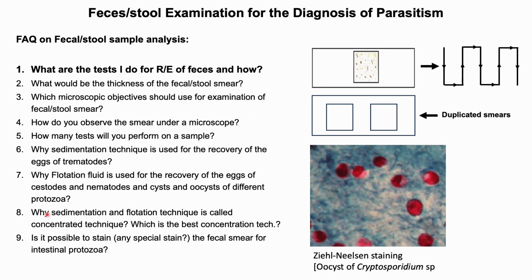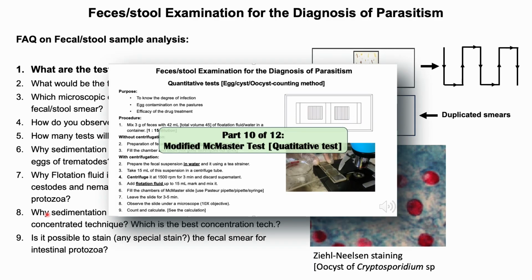So what's the next lesson? The modified McMaster test for counting the eggs, cysts, oocysts of parasites.